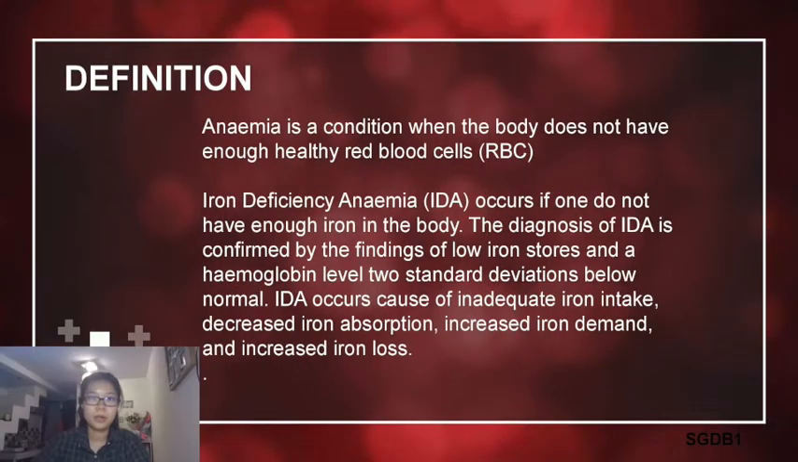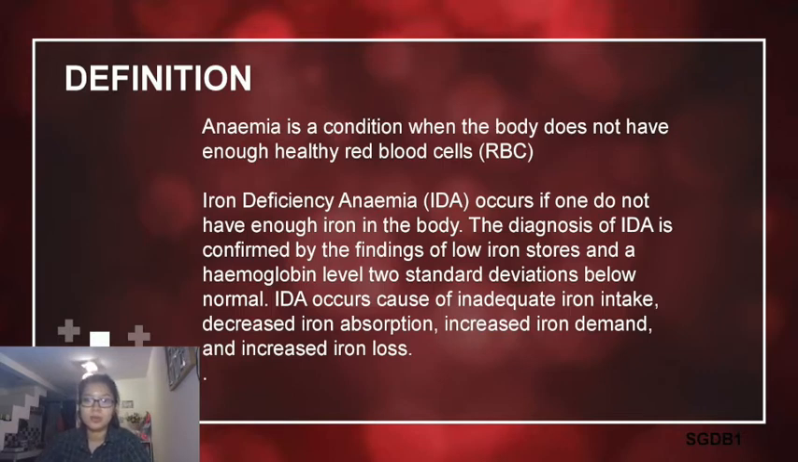My name is Rosabaluddin Priyatna with student number 115. We start with the definition. Anemia is a condition when the body doesn't have enough healthy red blood cells. There are many types of anemia. One of the examples is iron deficiency anemia. Iron deficiency anemia occurs if one doesn't have enough iron in the body.